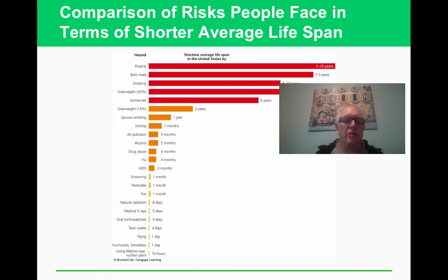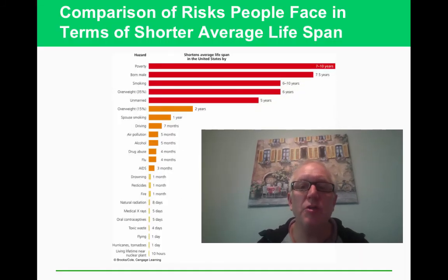Okay, so this is a nice little chart that tells you in the United States how much these different things will shorten your lifespan. I thought that's an interesting one. Born male, I lose 7.5 years right there. But I'm not going to lose years for smoking. Well, there you go. Very interesting. I'm sure these numbers are some kind of average.